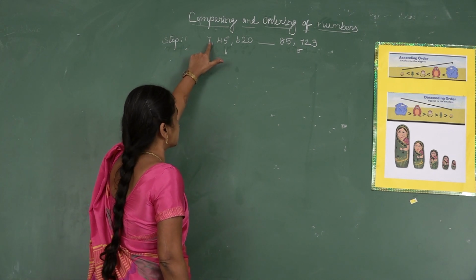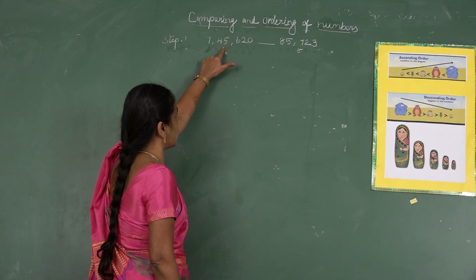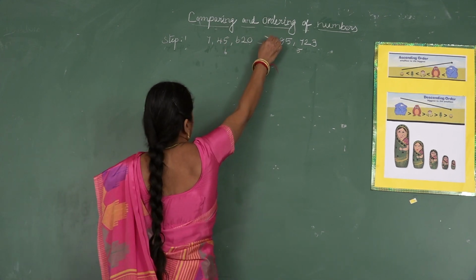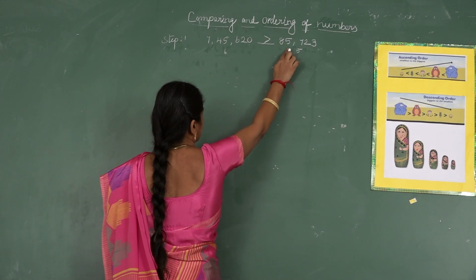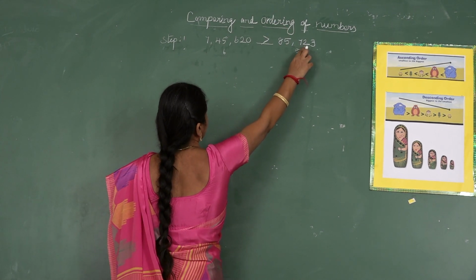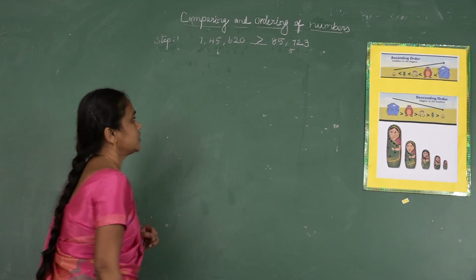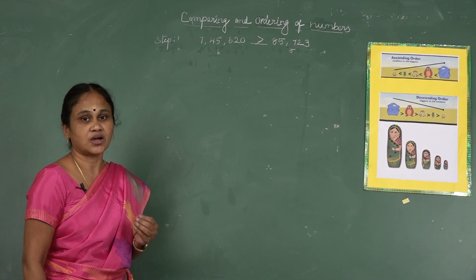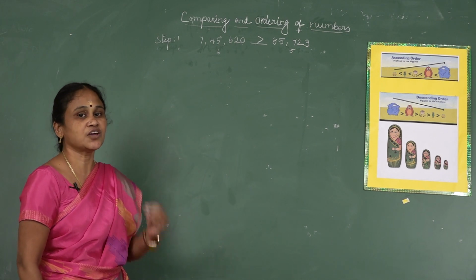So, 7,45,620 is greater than 85,723. Step 2. If the number of the digits are equal, we compare the leftmost digit.